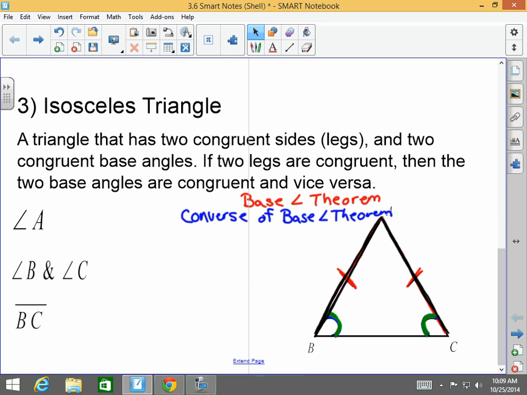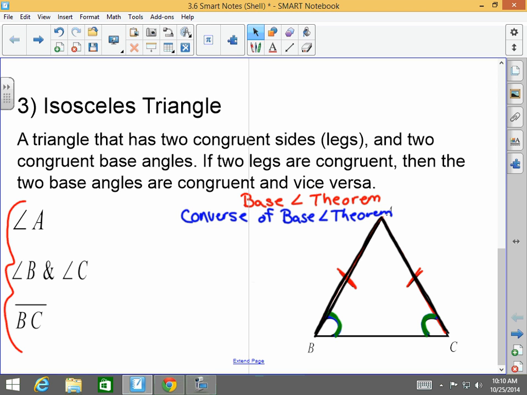So an isosceles triangle, again, is a triangle that has two congruent sides or legs and two congruent base angles. If two legs are congruent, then the two base angles are congruent, and vice versa. That means that if two base angles are congruent, then the two legs are congruent. Okay? Now, let me explain what this over here entails.